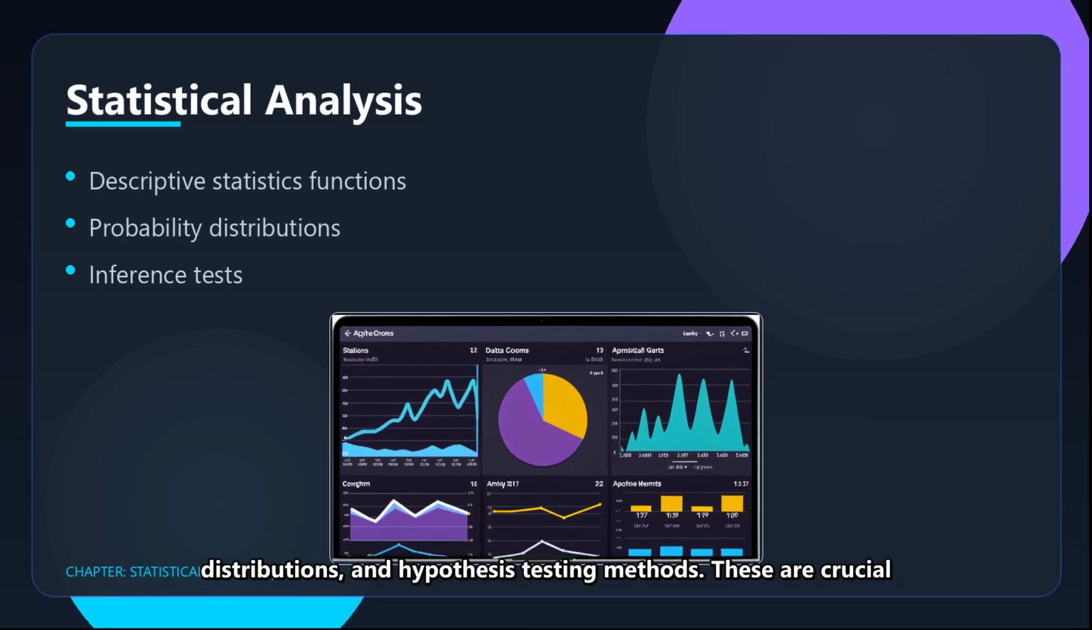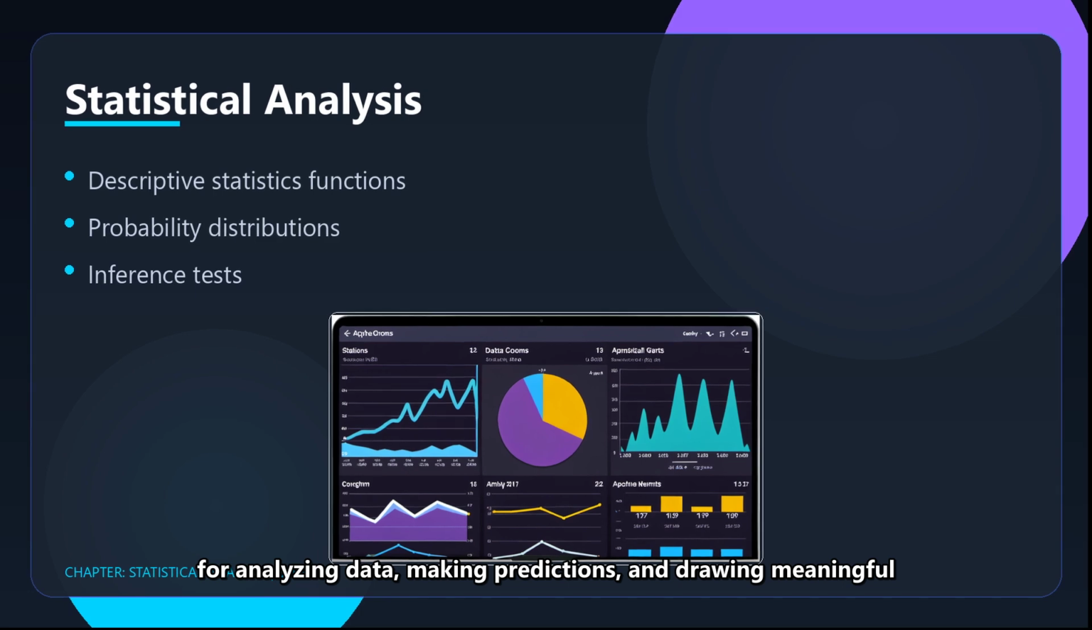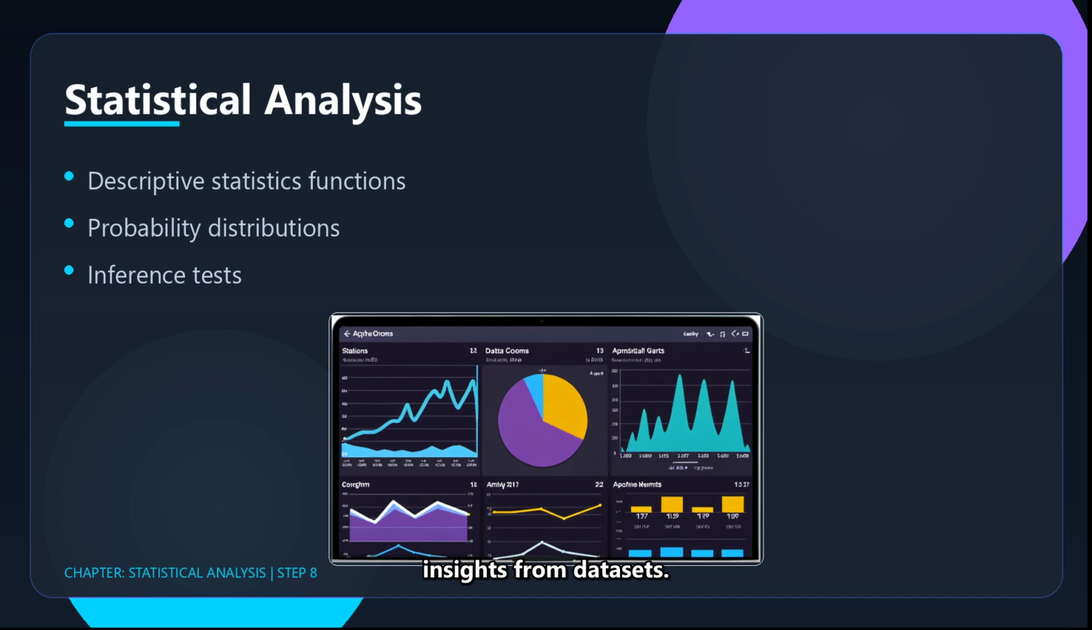The statistical analysis tools in Apache Commons Math include a wide range of descriptive statistics, probability distributions, and hypothesis testing methods. These are crucial for analyzing data, making predictions, and drawing meaningful insights from datasets.